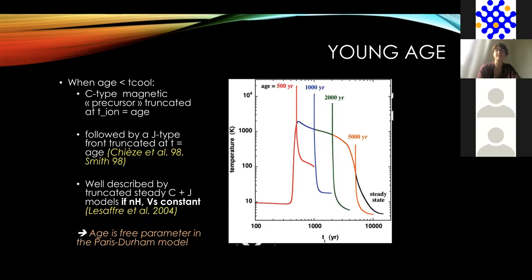The good thing is that if you do numerical simulations of these time-dependent shocks, and if you compare to the steady models, you see that you can pretty well reproduce the simulations by just sticking together a truncated steady C shock and a truncated J shock model. So we can actually mimic young C shocks with a steady shock model just by manually truncating it. And that's a free parameter also in the Paris-Durham shock model. And we call these shocks CJ shocks because they have the C precursor and then there is a J-shock front discontinuity still embedded in it.